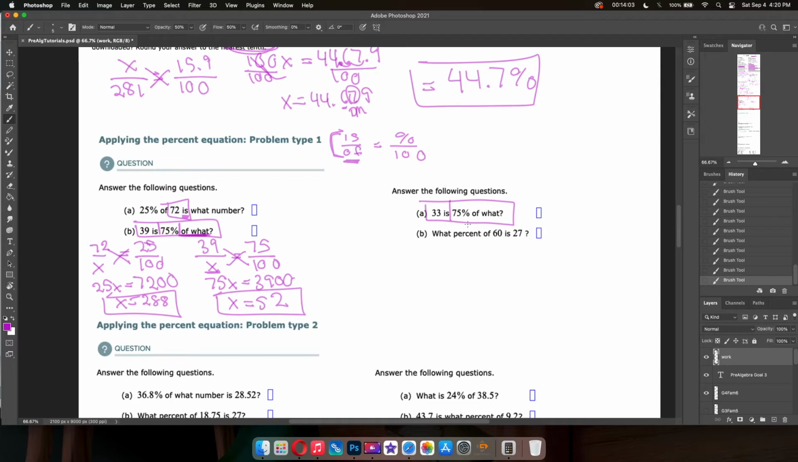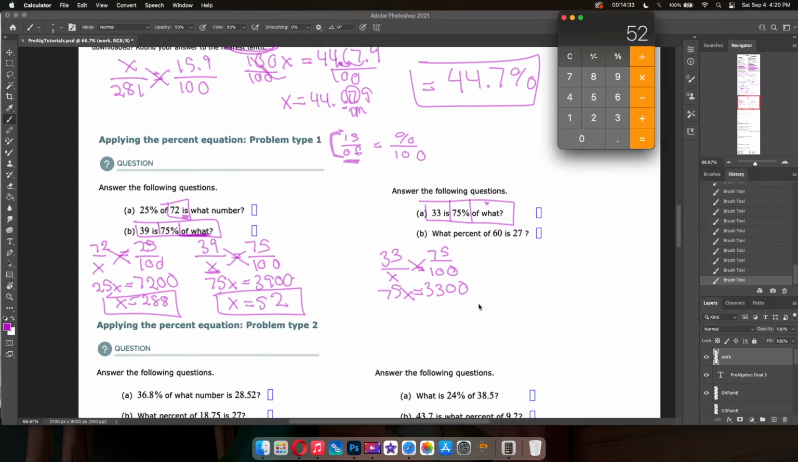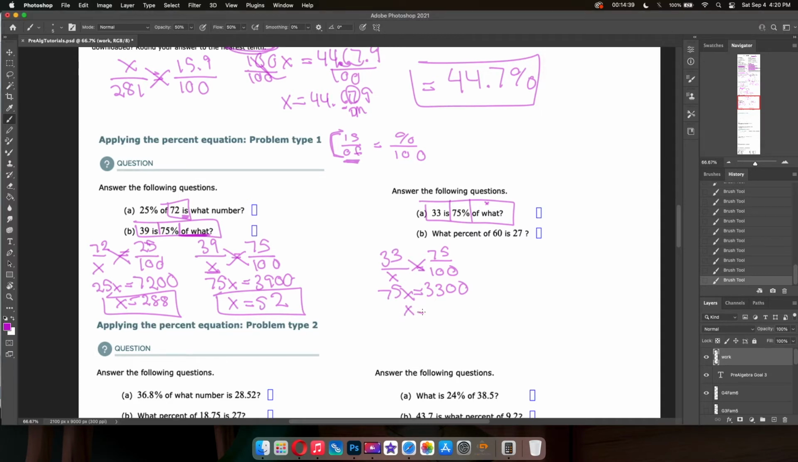33 is 75% of what? This is going to be our variable. So is over of equals percent over 100. Cross multiply. So that is going to be 75x equals 3300. Divide by 75. Let's see here. If 3900 is 52, what will this be? 48 maybe? We'll find out. 3300 divided by 75. 44. That was close. Equals 44. Oh, duh, of course. I could have done that a different way in my head as a human calculator.